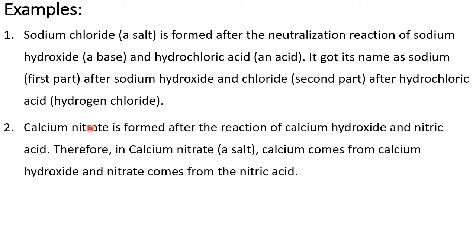So first we should know the names of some common laboratory bases and laboratory acids. Once you know these names, then we can name the salt by combining the acid and the base. So calcium nitrate has formed from the base calcium hydroxide and the acid nitric acid, so that calcium nitrate is formed.